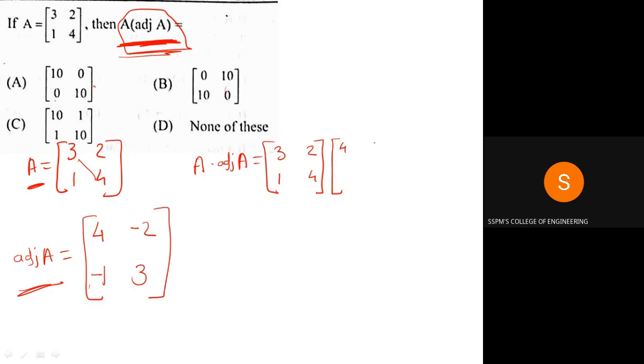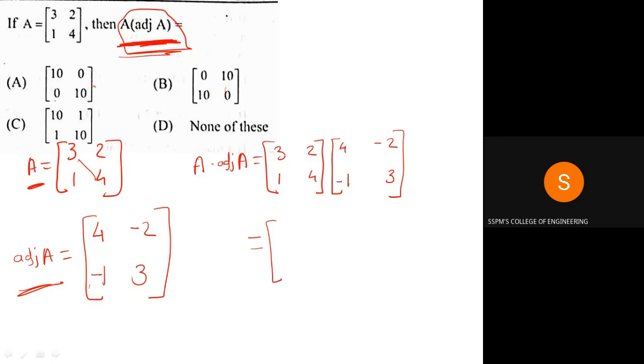Into 4, minus 2, minus 1 and 3. We have to find the product of these two matrices. So first, what will we consider? We will consider the product of the first row and first column: the first row of matrix A and the first column of the adjoint of A.